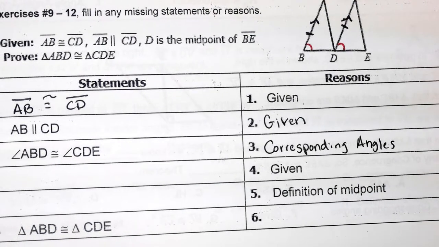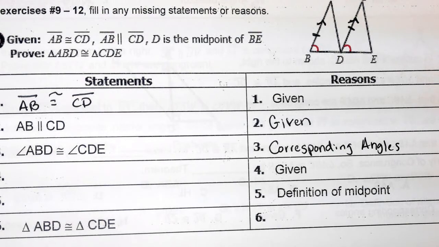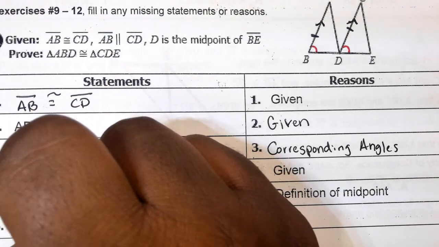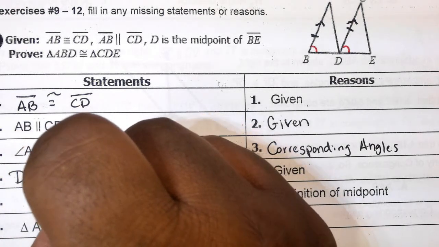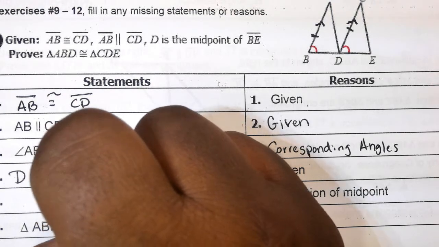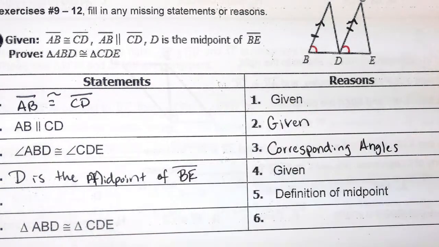The next line says given, Tim. D is the midpoint of segment BE. Uh-oh, I missed the whole word there. Hold on. Midpoint of segment BE. Alright. The next line, Tim, says definition of a midpoint.